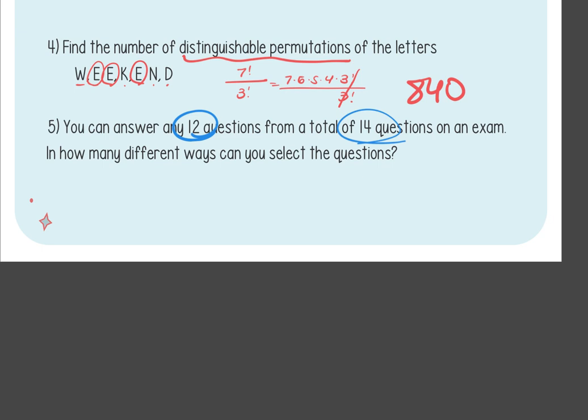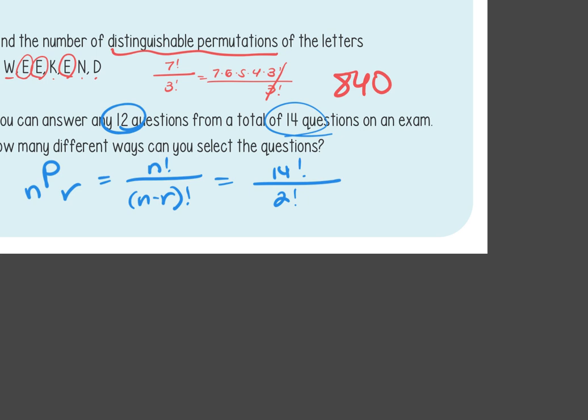So this is a permutation. So this is P, N, R: N factorial over N minus R factorial. So 14 factorial over 14 minus 12, which is 2 factorial. So that's all the way down, 14, 13, 12, all the way down, over 2 factorial.